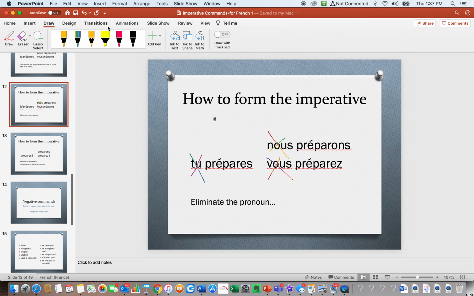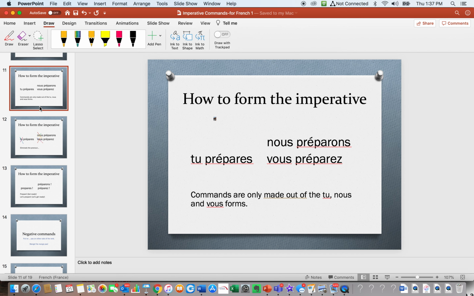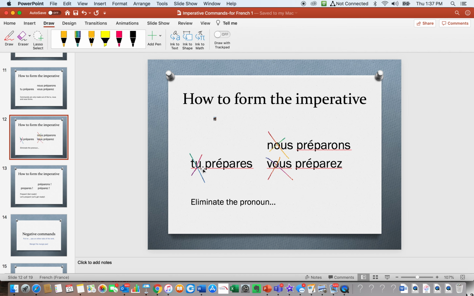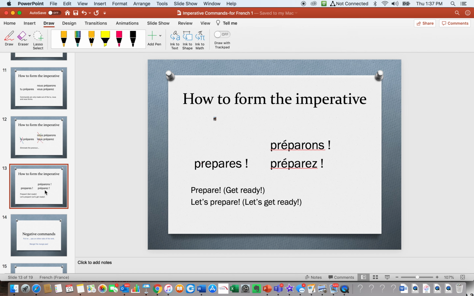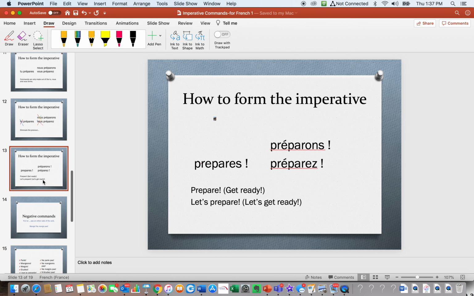Okay, so now let me tell you what it is I'm really trying to explain. So here is the slideshow that you looked at the other day. We looked at the verb prépare. So we have tu prépares, nous préparons, vous préparez. All right? And then we learned you get rid of the personal pronoun. You get rid of tu, nous, and vous. Okay, so it looks like this, except for, guess what? In my haste to prepare this wonderful slideshow for you, the verb, what's the verb? The verb is préparer. And préparer is an ER verb, right?